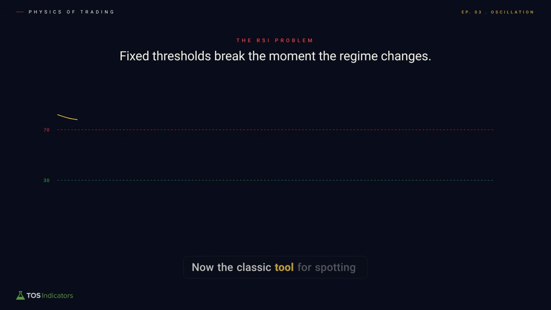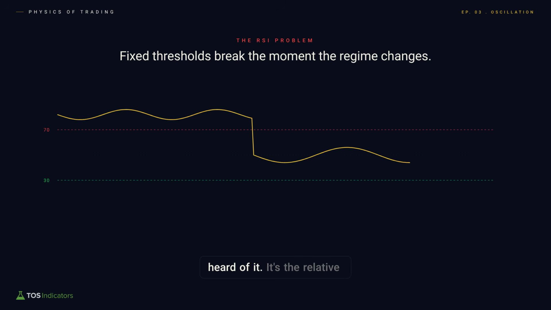Now, the classic tool for spotting oscillation is the RSI. You've probably heard of it. It's the Relative Strength Index. And the classic terminology, again, is above 70 is overbought, below 30 is oversold. The problem is real markets don't really respect these numbers. You'll see that play out time and time again.